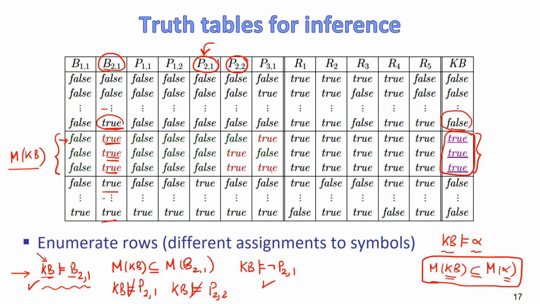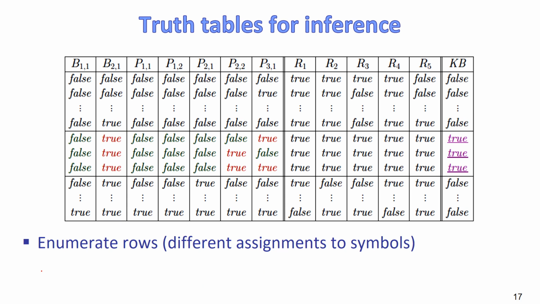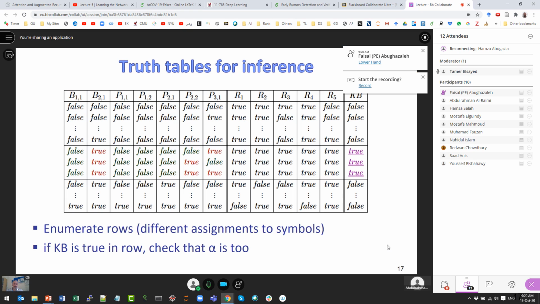And it's also clear that we cannot do similar things with P22 or P31 because some of them are false and some of them are true. So we cannot say anything about P31. Okay, if you don't have any questions, let me erase everything here. This just says what we did. If the knowledge base is true in a row, then we have to check that alpha is also true in order to check if we can entail alpha or not.